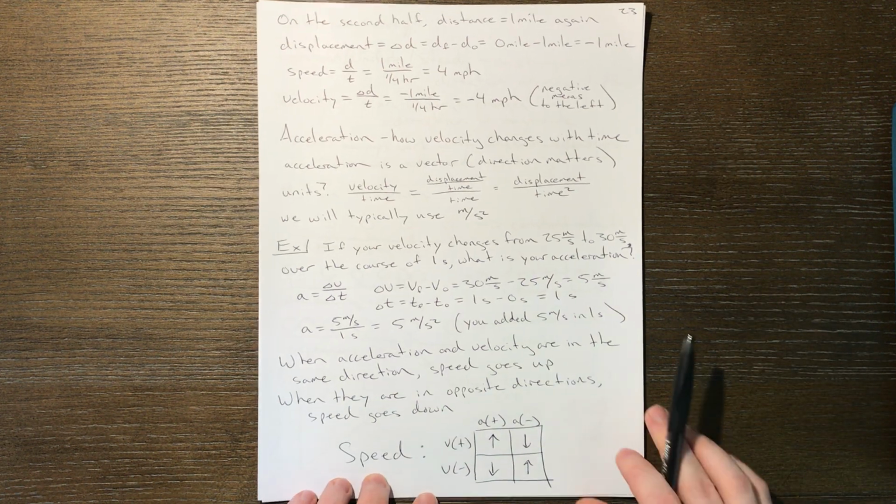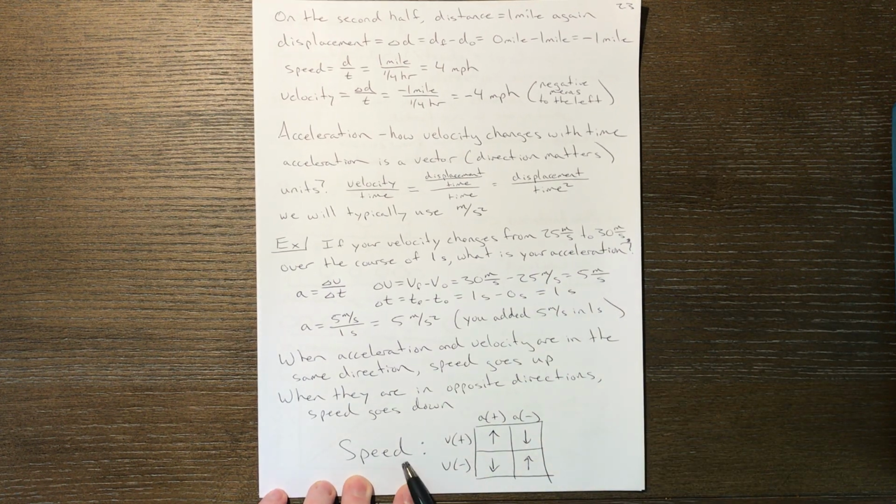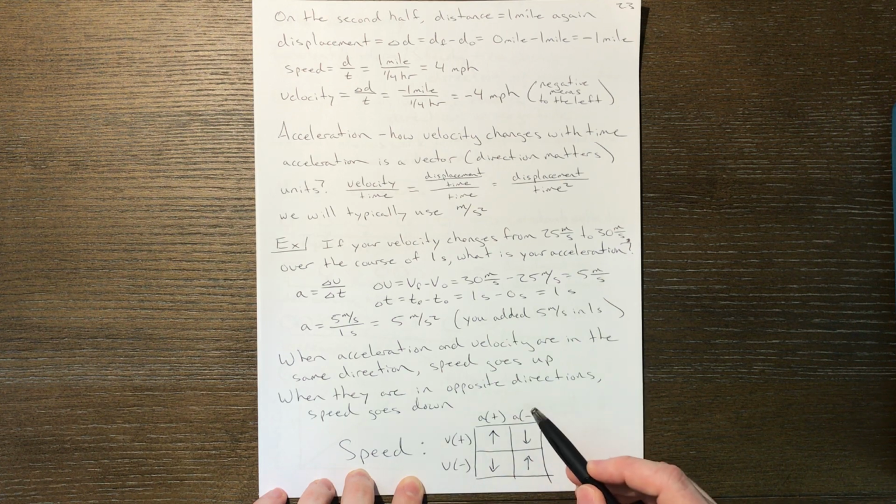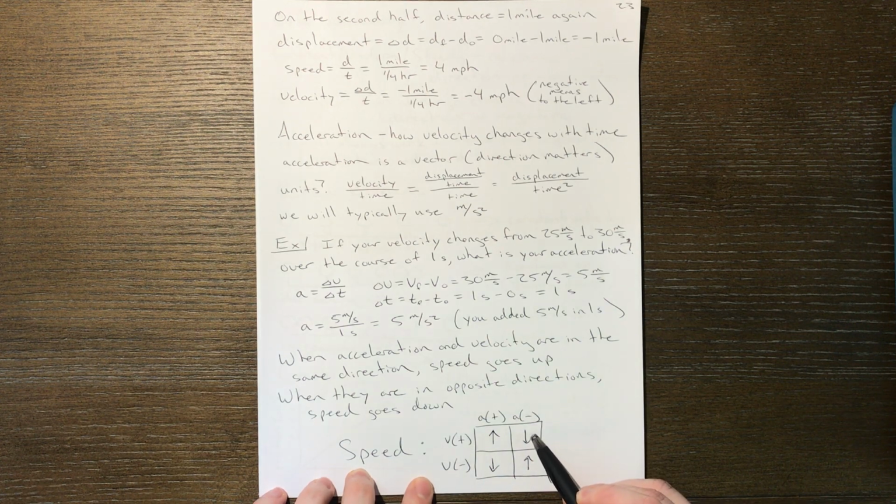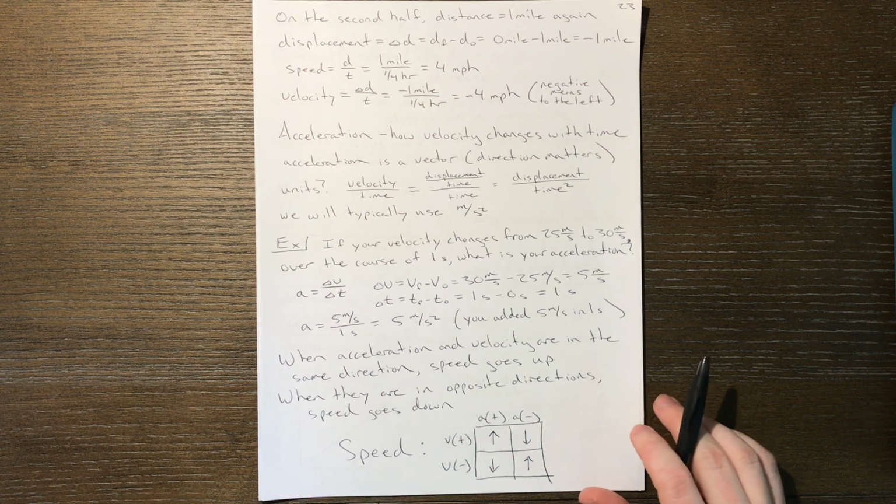And I've broken it down into a little sort of Punnett square here. So this is what happens to your speed. If you have a positive velocity, positive acceleration, speed goes up. Negative velocity, negative acceleration, speed will also go up. If you mix them, for instance, positive velocity, negative acceleration, your speed is going to go down. Or a negative velocity with a positive acceleration will also cause your overall speed to go down.